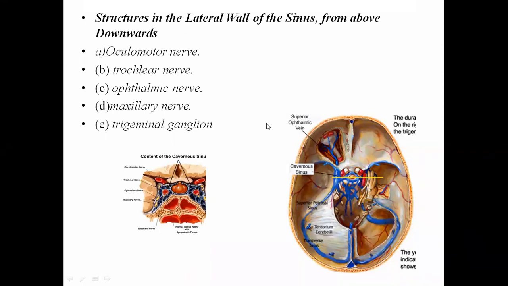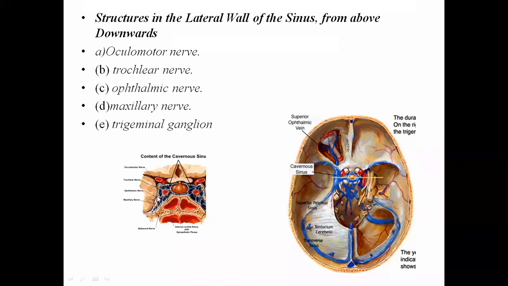Now there are some structures which are related in the lateral wall of the sinus from above downwards. So this area is the lateral wall of the sinus. This is the medial wall. When you take a section, you can see that this is the left and right cavernous sinus, and this side is the lateral wall. There are some structures which can be seen on the lateral wall. They are from above downwards. Oculomotor nerve. Oculomotor nerve is the third cranial nerve. Trochlear nerve is the fourth cranial nerve. Ophthalmic nerve.